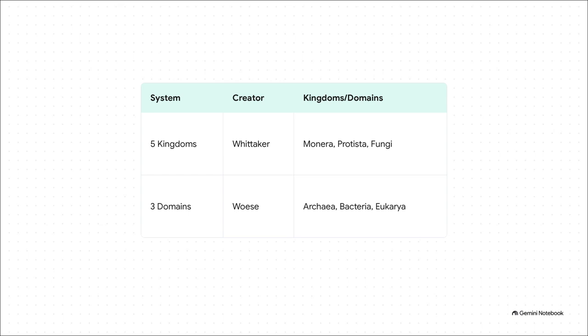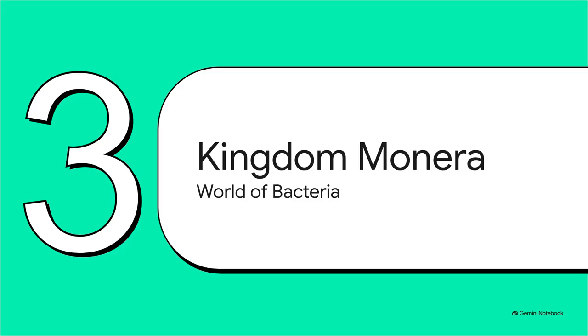He proposed a three-domain system, which effectively created six kingdoms. Why? Well, because he realized that the bacteria in Kingdom Monera were actually made up of two entirely distinct groups with completely different evolutionary relationships. So he just split them up into archaea and bacteria, keeping everything else safely inside the eukarya domain. All right, Section 3, Kingdom Monera, the world of bacteria.